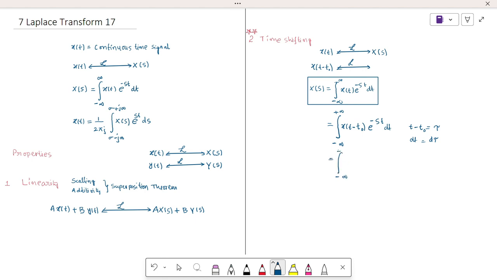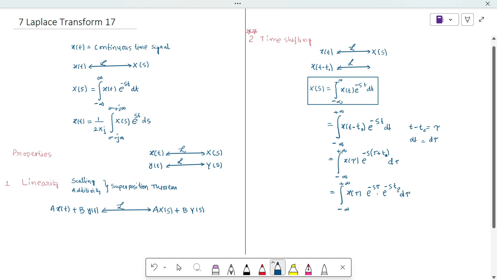So for that, the limits are the limits for tau, the same. For the t limits, when we substitute, here also we get the same limits. x of tau into e power minus s into t, so t equal to tau plus t naught, into d tau. So integral from minus infinity to plus infinity of x of tau, e power minus s into tau, e power minus s into t naught.